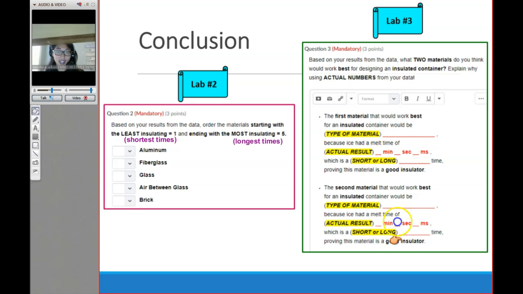1 is the least insulating. And for the first and second material that you're going to use for your insulated container, you want to use the ones that you ranked as 4 and 5, because those are the ones that took the longest time and are therefore the most insulating. Smiley faces if that makes sense. I do go over that in the video, but I just want to make sure I emphasize it in class as well, just so you have that heads up.